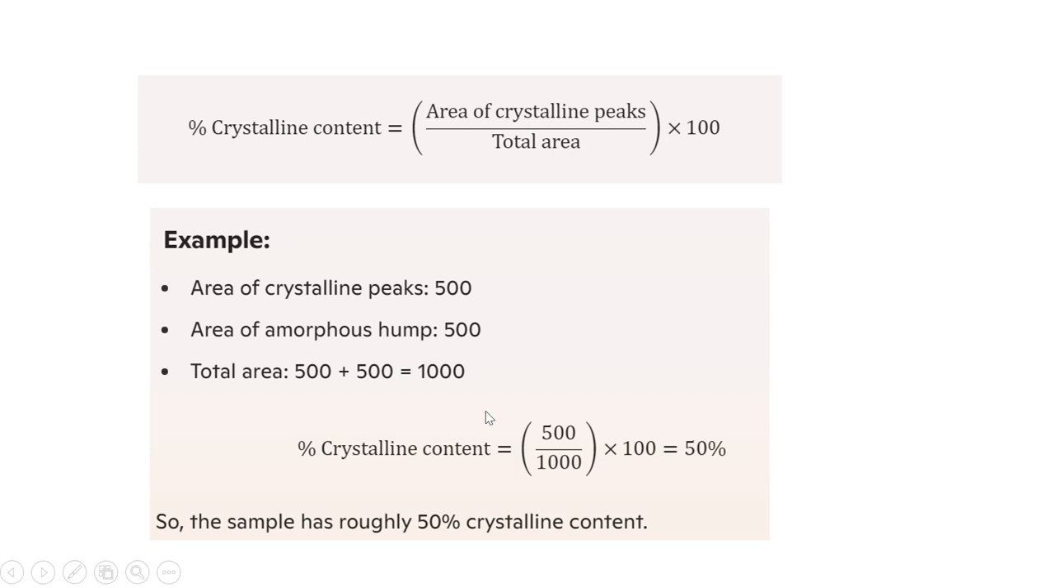Let's see one example. If the area of crystalline peak is 500 and the area of amorphous hump is 500, then the total area becomes 1000, and the percentage of crystalline content equals 500 upon 1000 into 100, which is equal to 50%. So the sample has roughly 50% crystalline content.